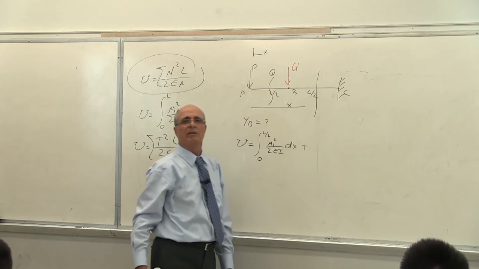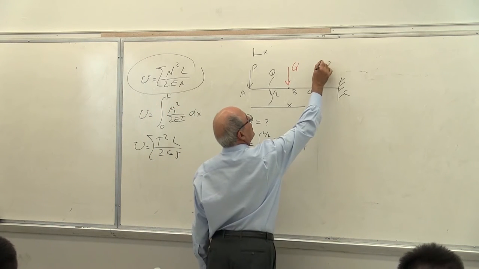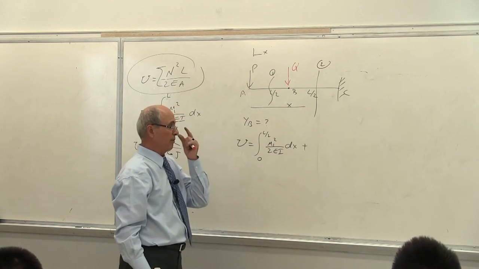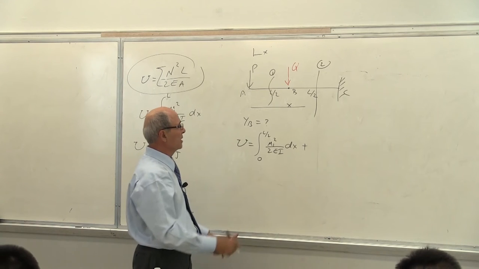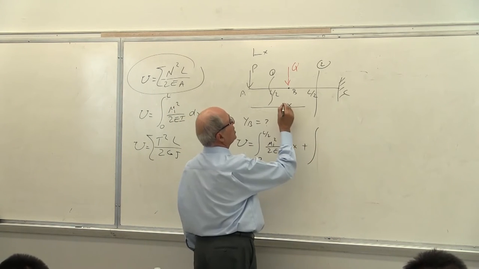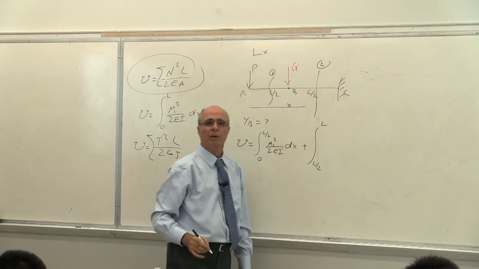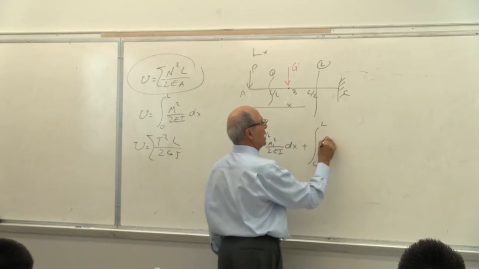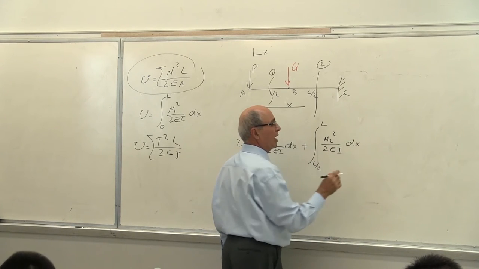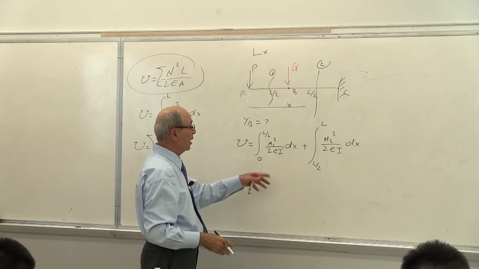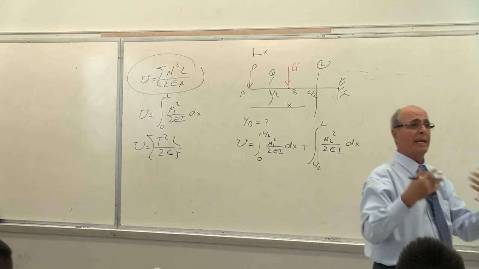Is that correct or not? Yes? And then, of course, that will give you cut 2. We have done that in the past. You are aware of that. Of course, some of you missed it when the system became like that, but nevertheless, by now you should know it. Since we are going from B to C, this will be from L over 2 to L, and it will be M2 squared divided by 2EI dx. Now I have to write M1, put it here, square it, M2, put it here, square it, and take the integration.